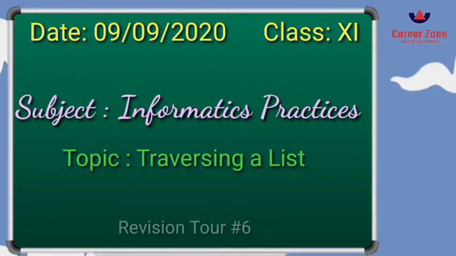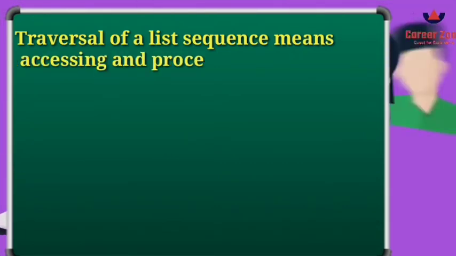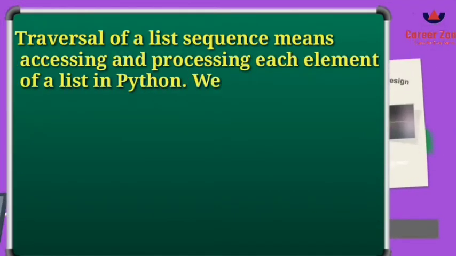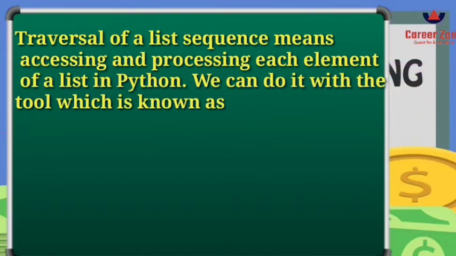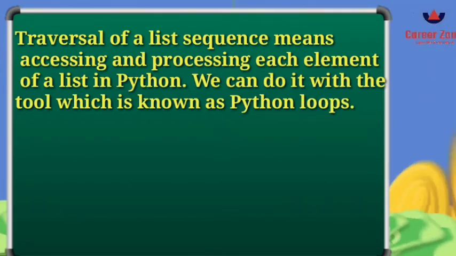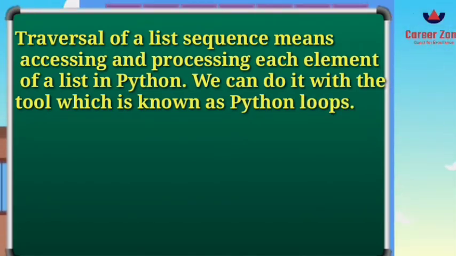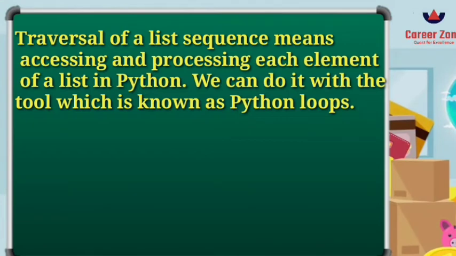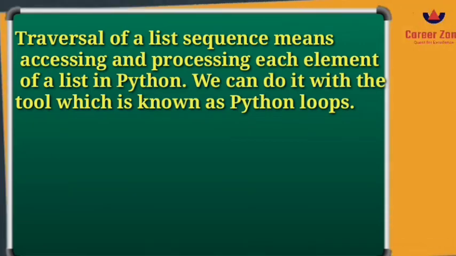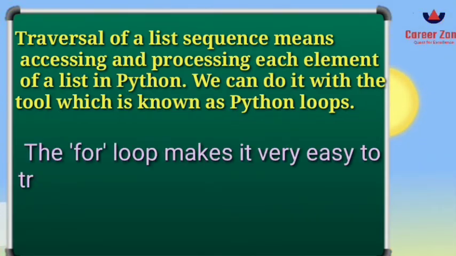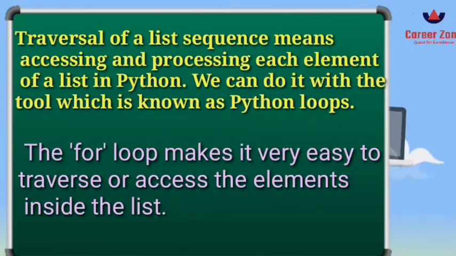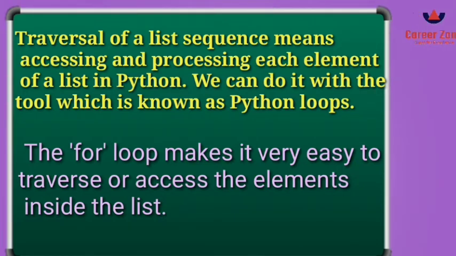So today in the revision tour I'll show you how we can do list traversal. Traversing of a list basically means accessing each element of the list from its position. As we know that the index starts from 0 in the list, so we will be reading each element of the list via their index position. It is similar to the Python looping statements which we have used. So we will be using a for loop to access each element of the list.